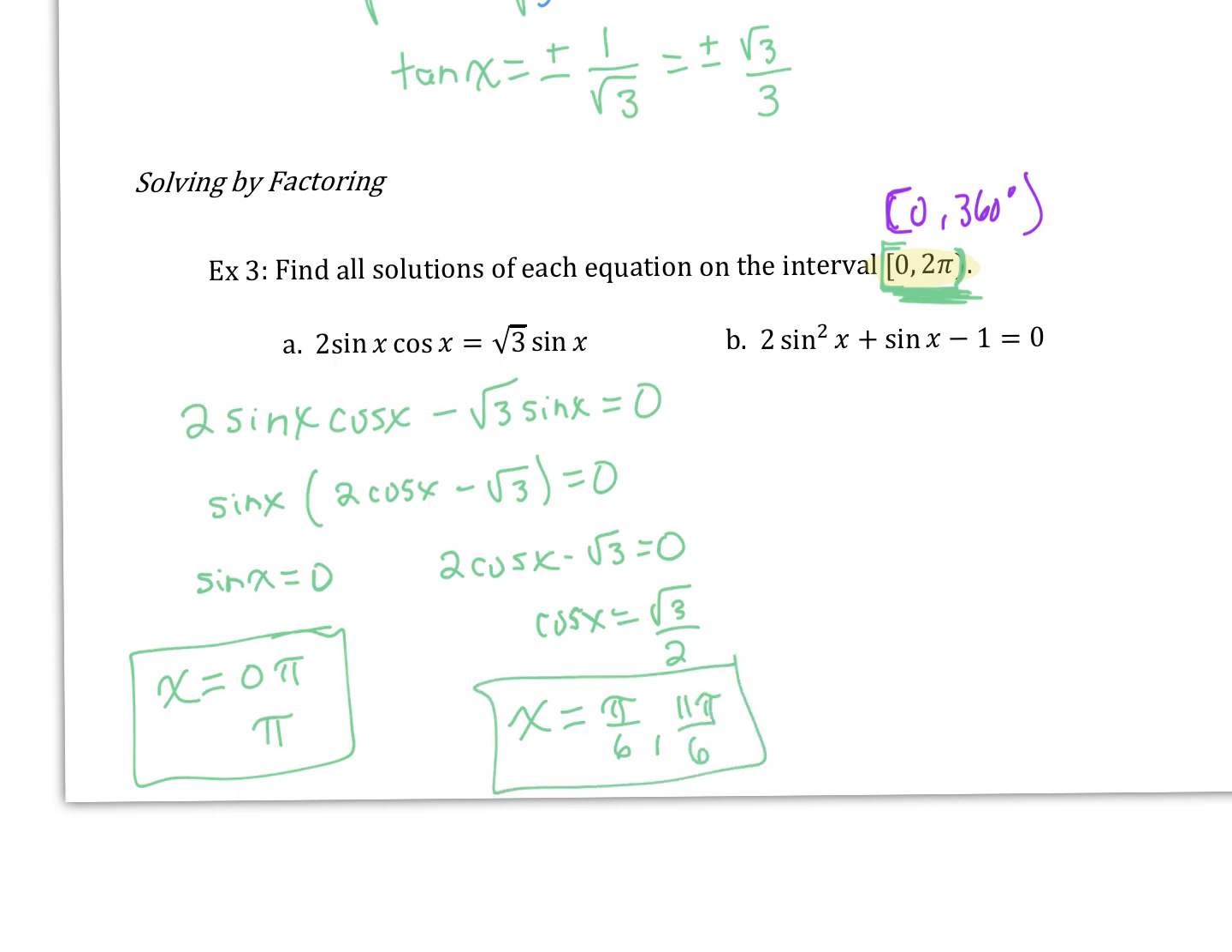Not necessarily always the case. We're just getting lucky that way. I'm sorry, say that again? 11 pi over 6. Yep, so the pi over 6 and 11 pi over 6. You want to include both of those. Okay.